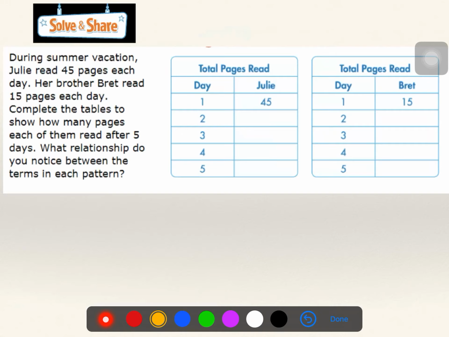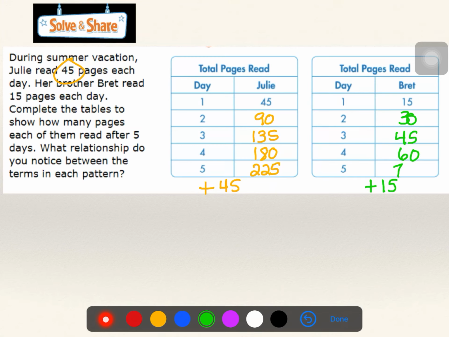The term is just a number in the pattern. First, we have 2 different patterns to fill out. Julie's pattern is plus 45 every day because that's how much she's reading each day. So I'm going to go ahead and fill in Julie's numbers by adding 45 to every day. And now let's go ahead and look at what Brett reads. 15 each day, so his pattern is plus 15.